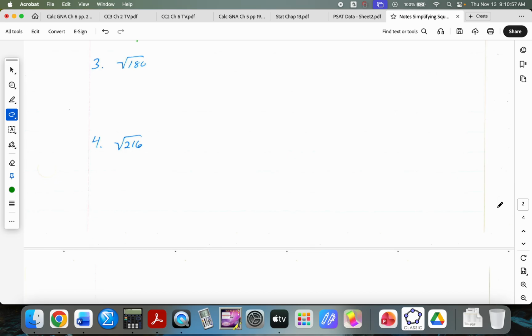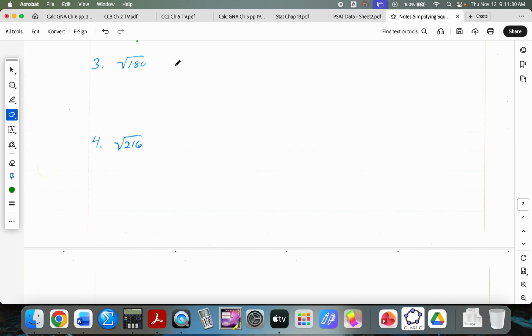So without doing any dividing beforehand, does anyone see what is the largest perfect square? There's a bigger one. Pardon? 13? No, 13 doesn't go evenly into 180. And I don't want a prime number. I want 36. 36.